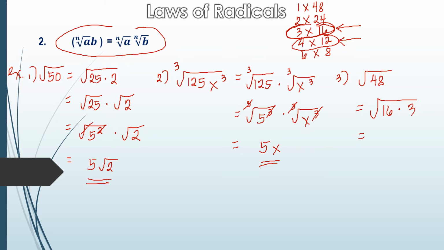Applying the given law of radical, we have square root of 16 times square root of 3. If we express 16 in exponential form, that will be 4 raised to the second power. Bring down square root of 3. And then let's apply the first law of radical. So this will be equal to 4. Bring down square root of 3. Therefore, the square root of 48 is 4 square root of 3.